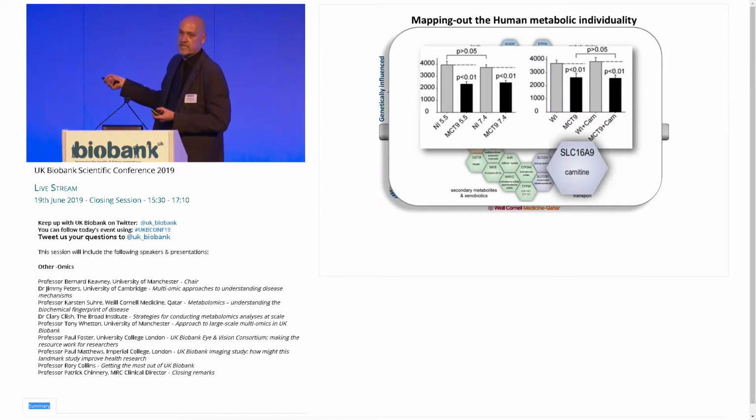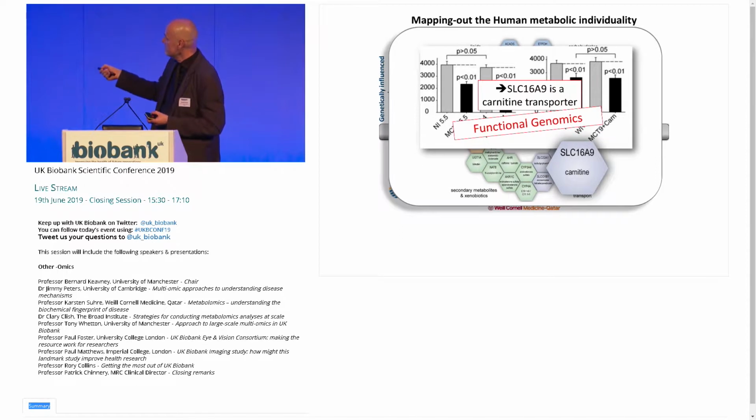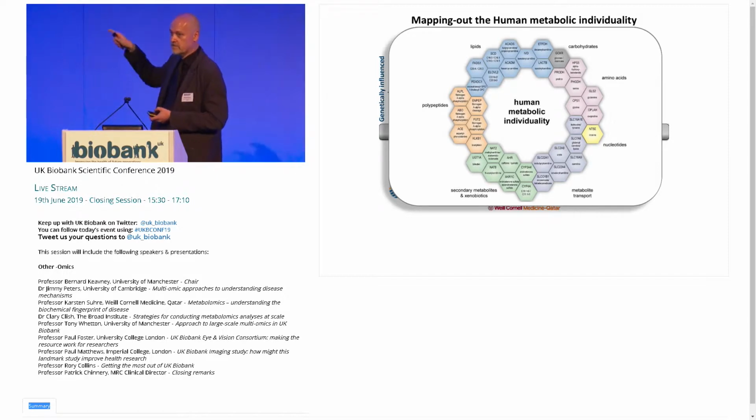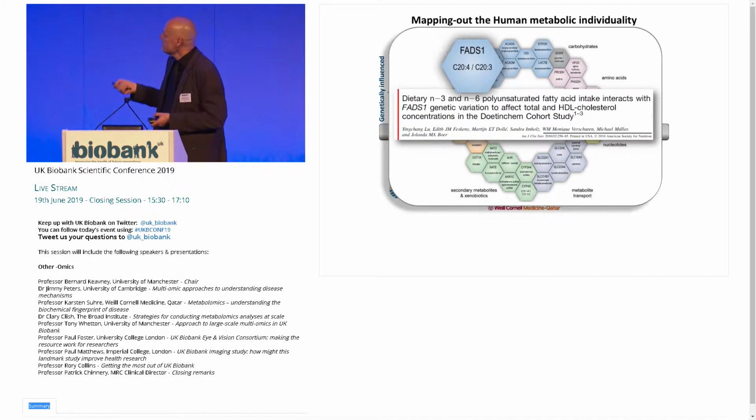And then knowing that, of course, you can go on. Like here, we have an association of carnitine with an orphan transporter, and we could show that this is actually a transporter. So you can use genomics data to do functional genomics. I have other examples where you can do it the other way around. You can also annotate unknown metabolites using genetics. I won't talk about that.